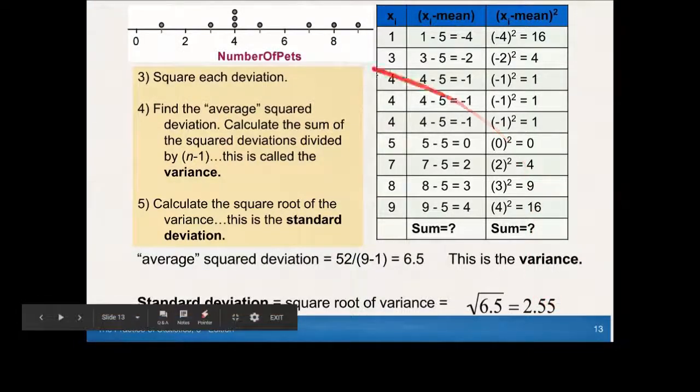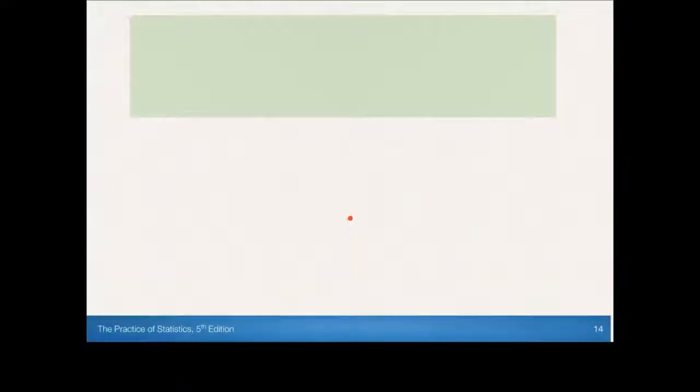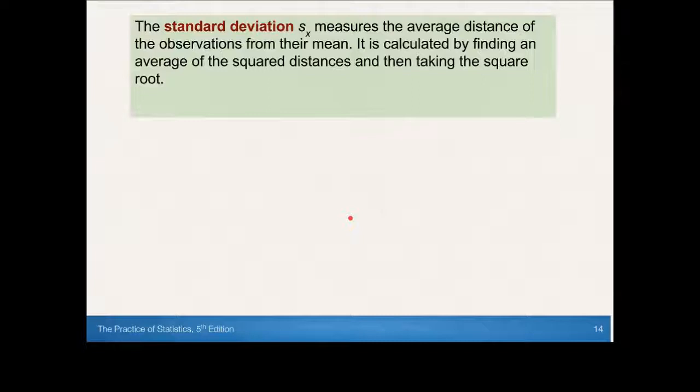Well, that means that on average, the spread from the mean is 2.55. So 2.55 would be there and there. I realize there aren't any data points that are 2.55 from the mean on the dot plot, but that's what the standard deviation is. The standard deviation is signified with S sub x, and it measures the average distance of observations from the mean.